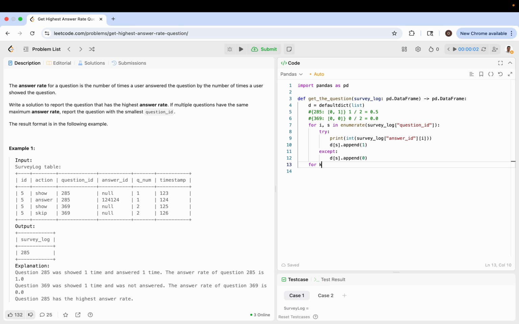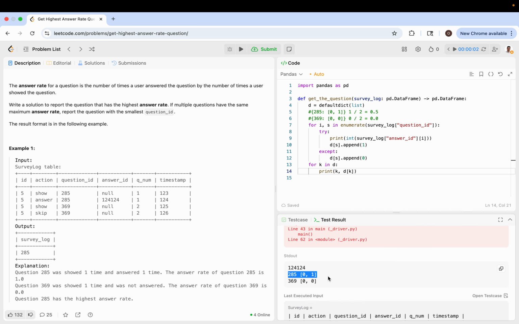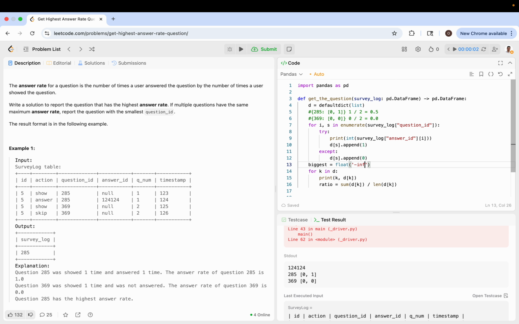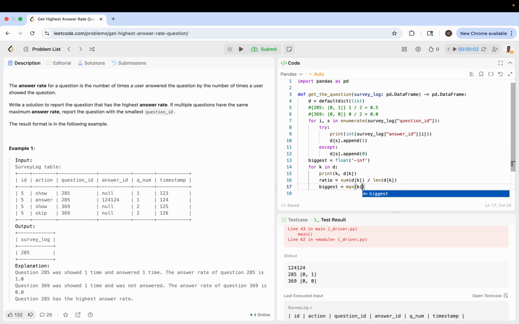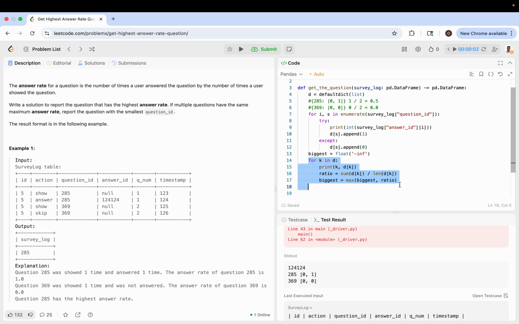Okay, so for now, let's go ahead and iterate through our dictionary, each key value pair. So you see what I'm talking about. Now you get 1 divided by the total length. So then the ratio is just going to be sum of dk divided by length of dk. And again, we want the biggest ratio. So let's call this biggest. Biggest is max of biggest and ratio. And that's just the loop to find the biggest ratio.